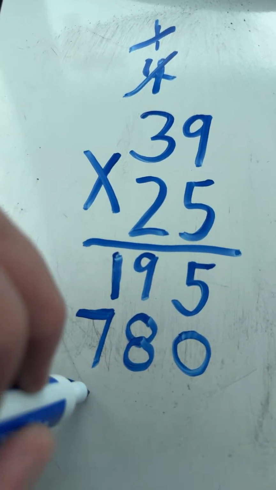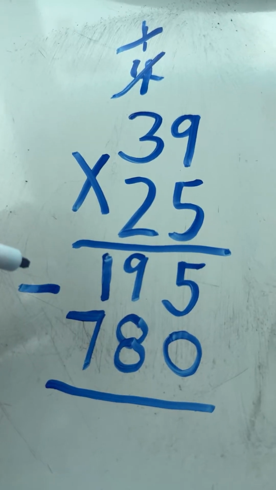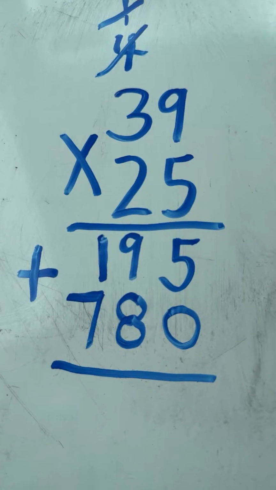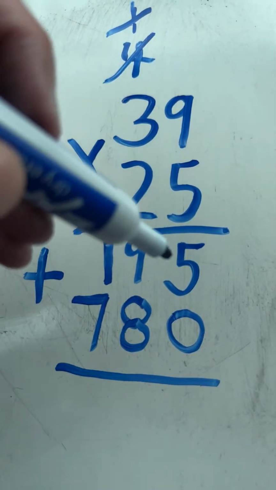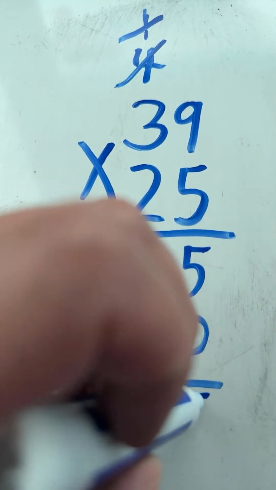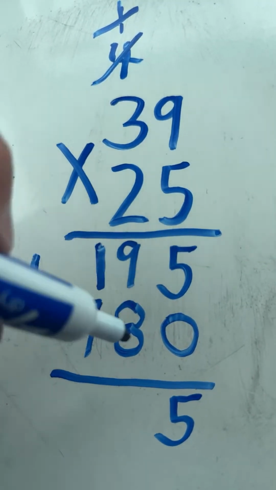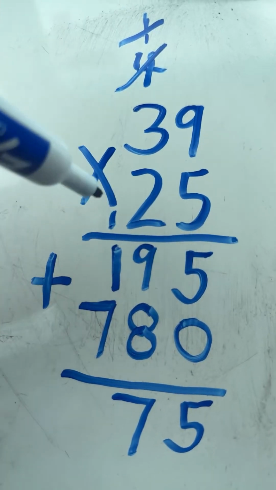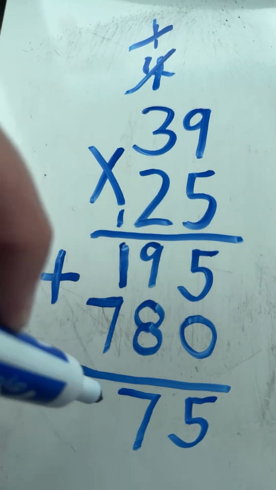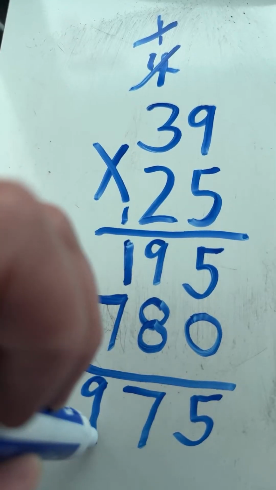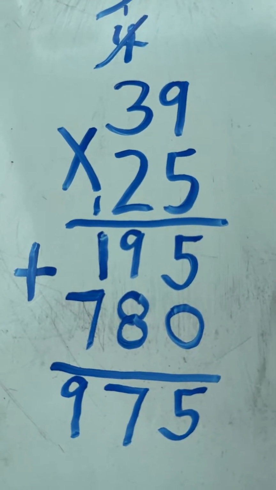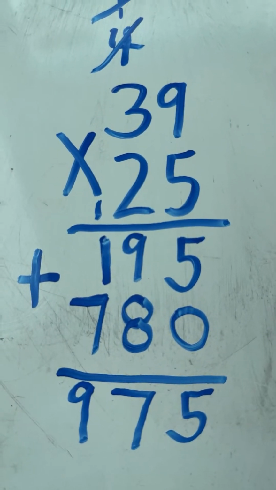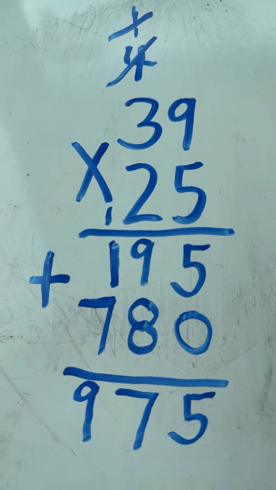Now the final step is we have to add these two numbers together, and we will get our final answer. Five plus 0 equals 5. 9 plus 8 equals 17. 7, carry the 1. 1 plus 1 equals 2, plus 7 equals 9. And we have our final answer. 39 times 25 equals 975.